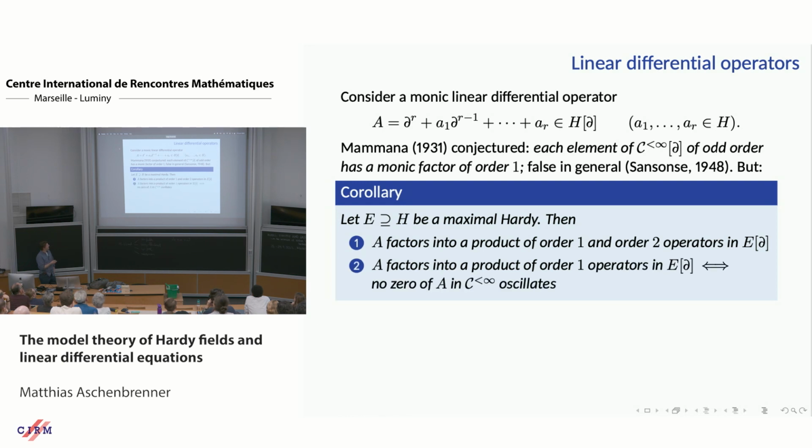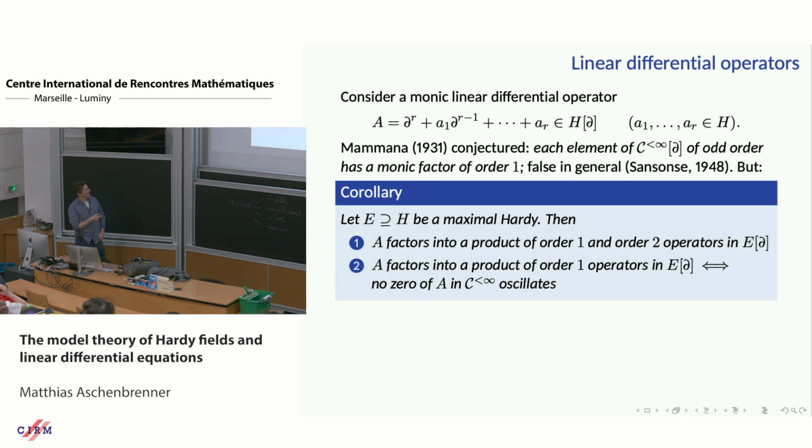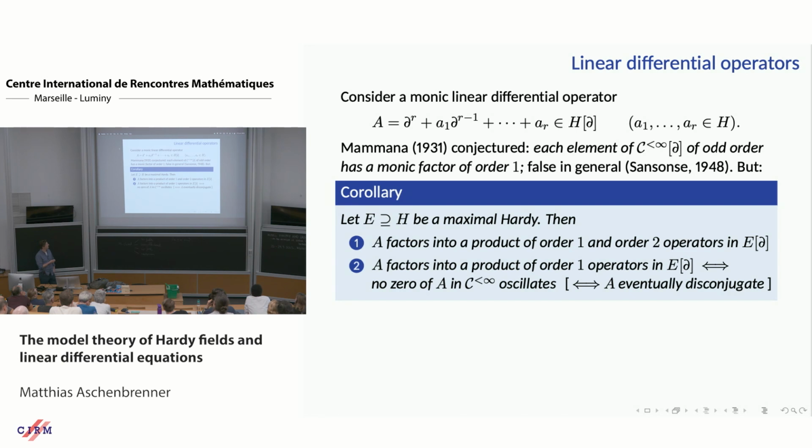Okay, and then you can say when A factors into a product just of order 1 operators. This will be the case if and only if A has no oscillating zeros. No oscillating zeros. And I don't want to say much about this, but this is closely connected to the topic of disconjugacy. So this means also that A is eventually disconjugate, for those of you who know what that means.